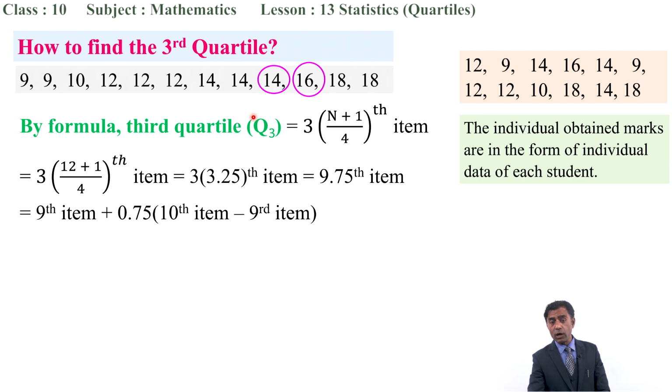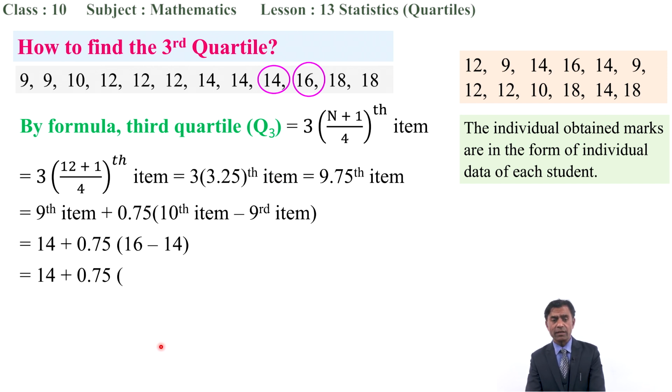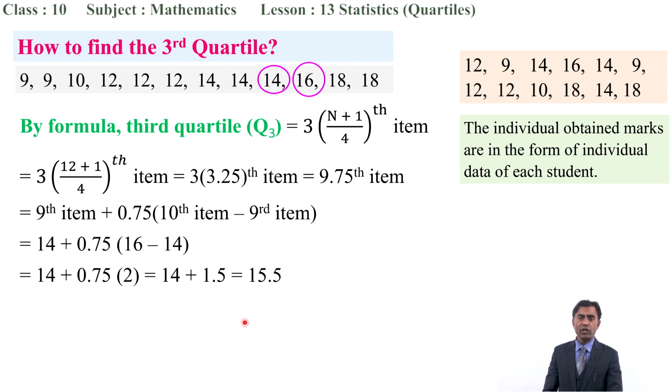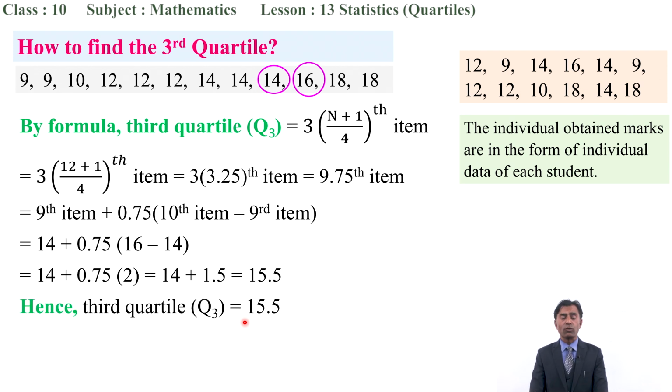Look here, count. The 10th item is 16 and the 9th item is 14. Let's substitute their values: the 9th item 14 plus 0.75 times (10th item 16 minus 9th item 14), which is 0.75 times 2. Simplify: 14 plus 1.5 equals 15.5. So Q3, the third quartile, is equal to 15.5.